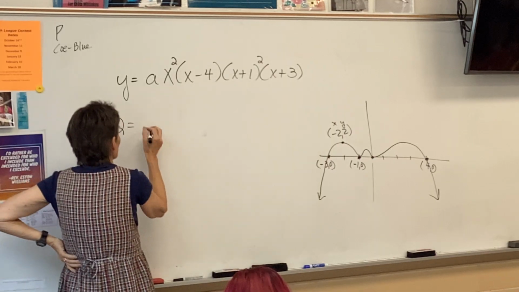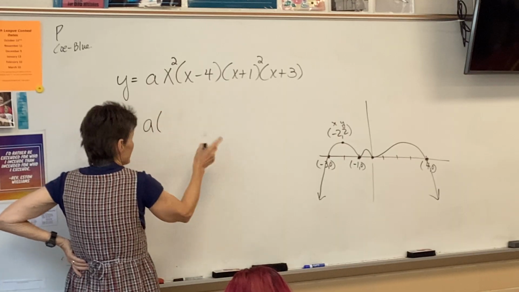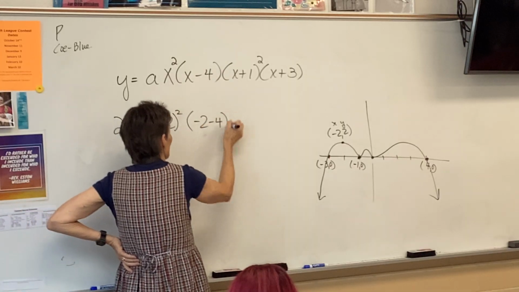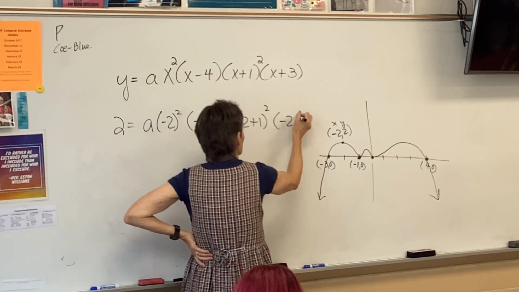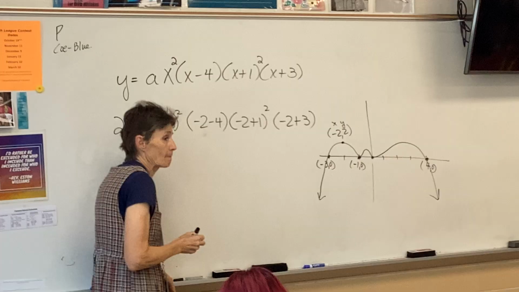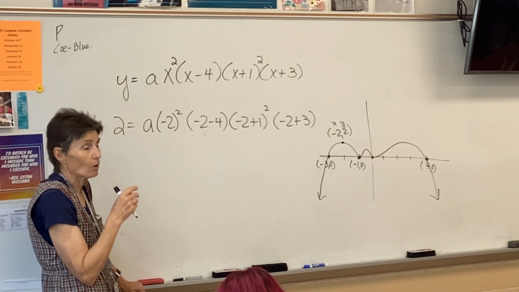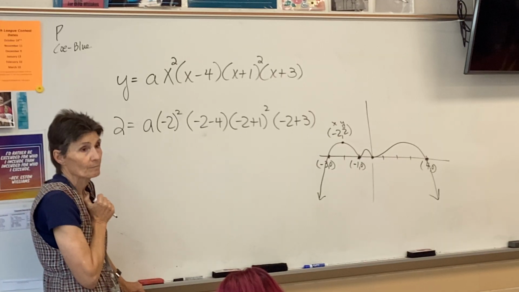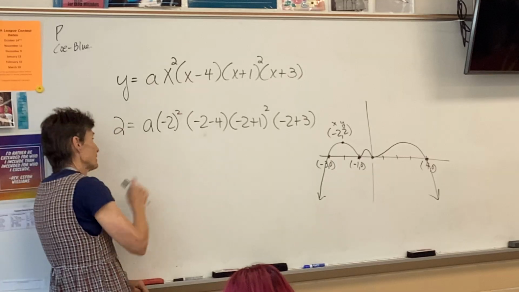So here we go. 2 equals that number, I don't know what that number is, but -2 squared, -2 minus 4, -2 plus 1 squared, -2 plus 3. So we're simply plugging in -2 for all the x's and +2 for the one y. All right, do your arithmetic, using your calculator as necessary, and let's see if you can figure out what A is.